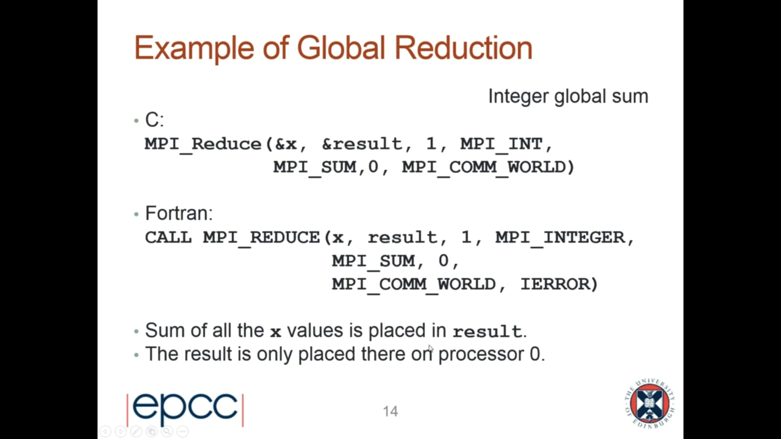So this is the analogy of our Pi example, where we did it very inefficiently by sending all the data to a root process, but the answer was only available on a single root process, which we nominated arbitrarily as rank zero. So this is the kind of thing you see all the time.